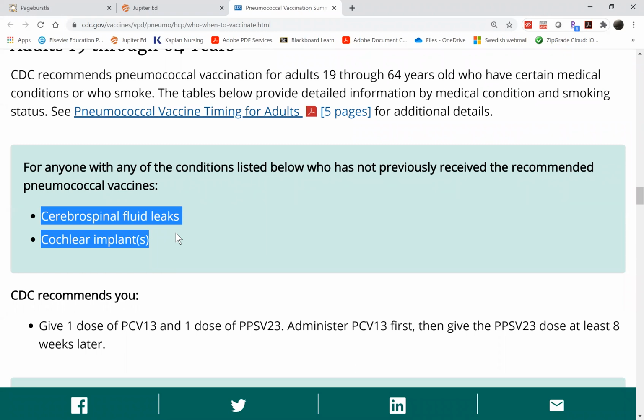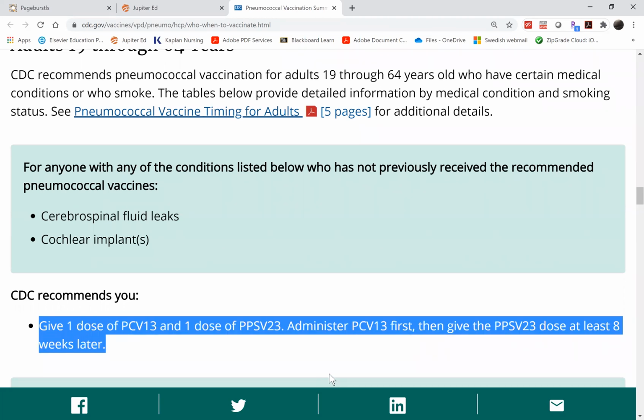So I will receive a 13 and a 23. This is the CDC recommendation. I'm between 19 and 64, but I have CSF leaks or a cochlear implant, so I must receive a 13 and a 23. I will be given the 13 first, and that will be the only time I receive the 13. I should not receive it again. I should only get it one time. I'll get it today, but the CDC also recommends I get the 23.